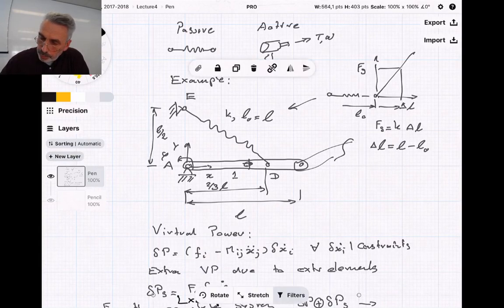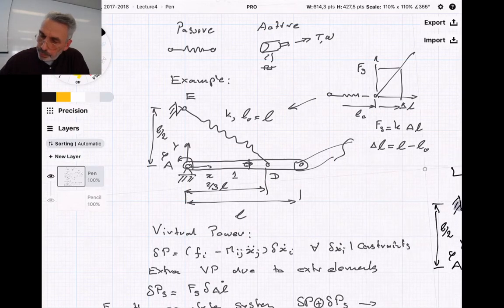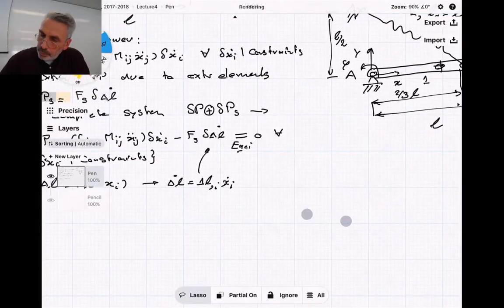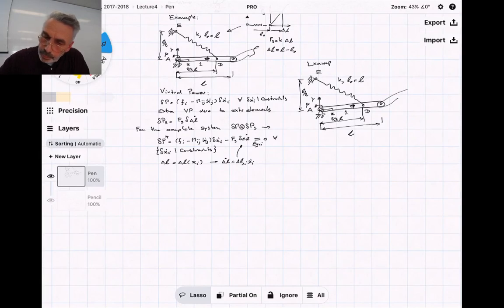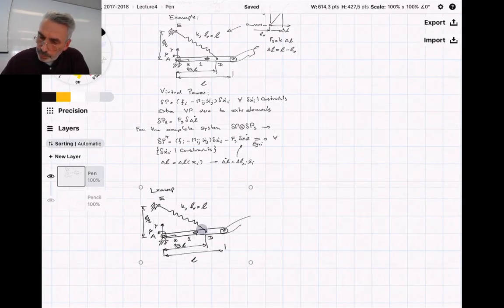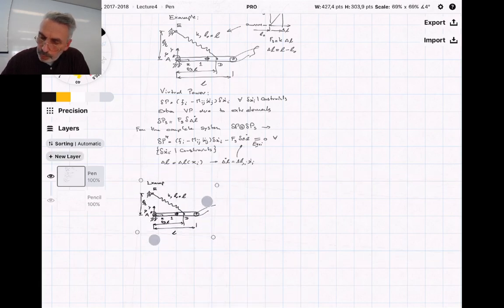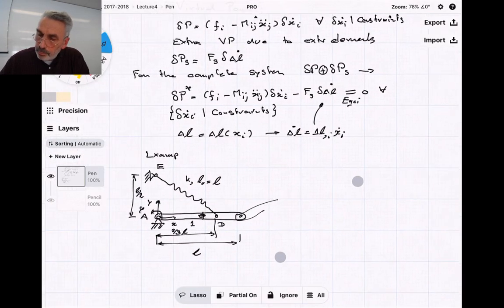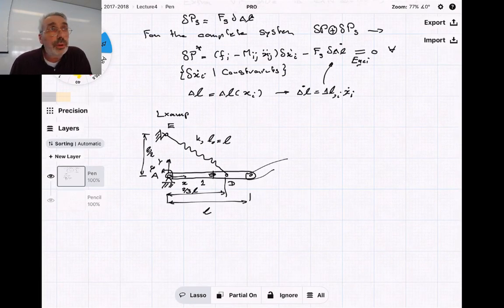And down. Here. There. Good. So here we can make it a little bit smaller. Okay, so now can we express the elongation in terms of the center of mass coordinates?